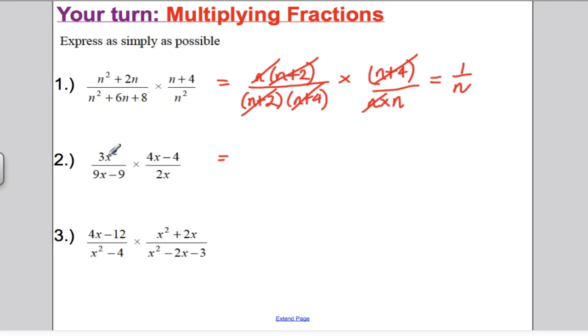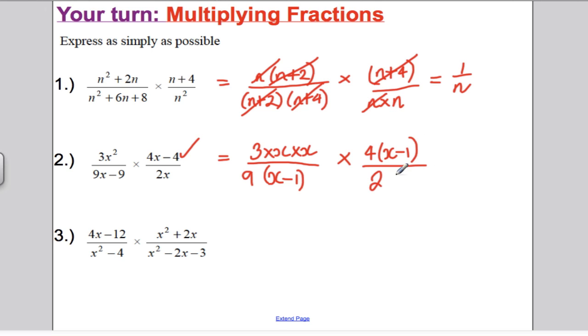Here, factorise the top, well, we've got a 3 multiplied by x multiplied by x. I'm going to write it like that. On the bottom, we could factorise that a 9, and we'd have x subtract 1. And we're multiplying this all, well, we could factorise here, we could factorise out a 4, and we'd have x subtract 1, all divided by 2 times x. Okay, what could we cancel here?